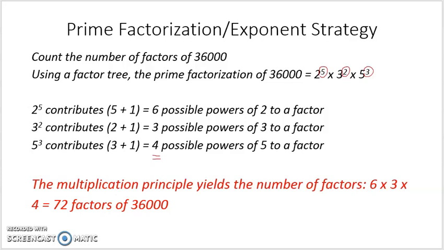And then what you do is you use, as you may have learned in some of your other classes, the multiplication principle. There's 6 different possible powers of 2. From each of those, you'd have 3 different powers of 3. From each of those, you'd have 4 different powers of 5. So the 6 powers of 2 times the 3 powers of 3 times the 4 powers of 5, that gives you a total of, excuse me, 72 factors of 36,000. And again, I'm glad I don't have to list them all out.